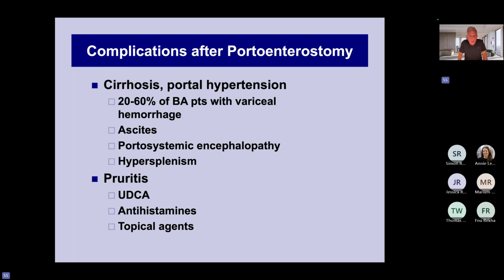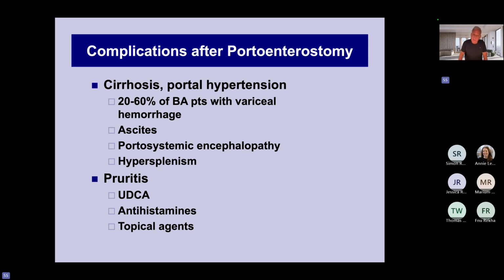In patients who have cirrhosis and portal hypertension at the time of Kasai procedure, 20 to 60% will develop variceal hemorrhage. They also may develop other signs of hypersplenism and portosystemic encephalopathy.